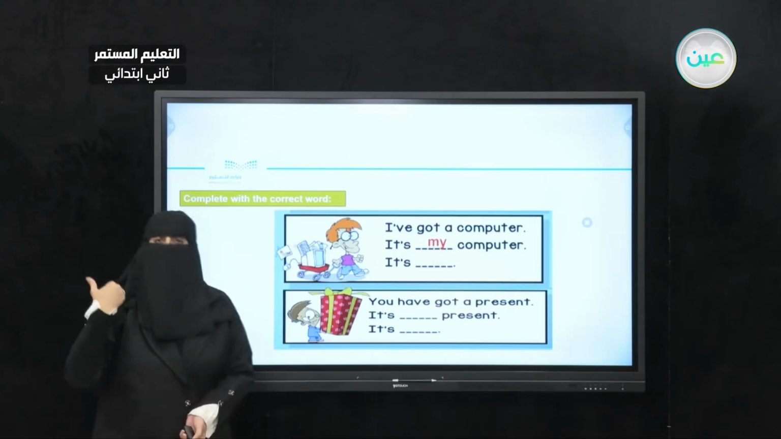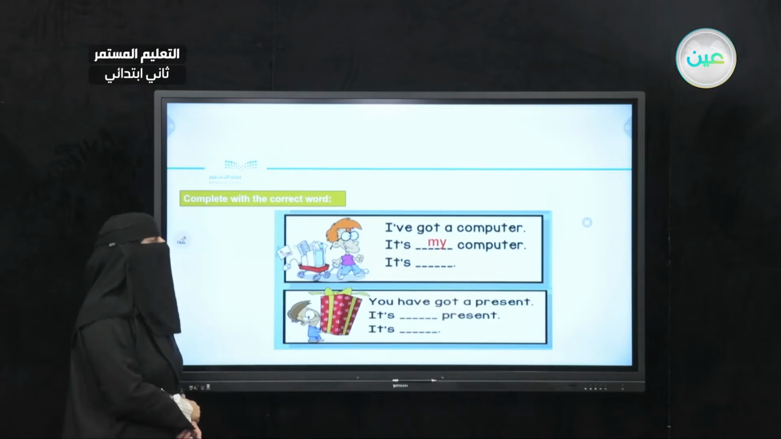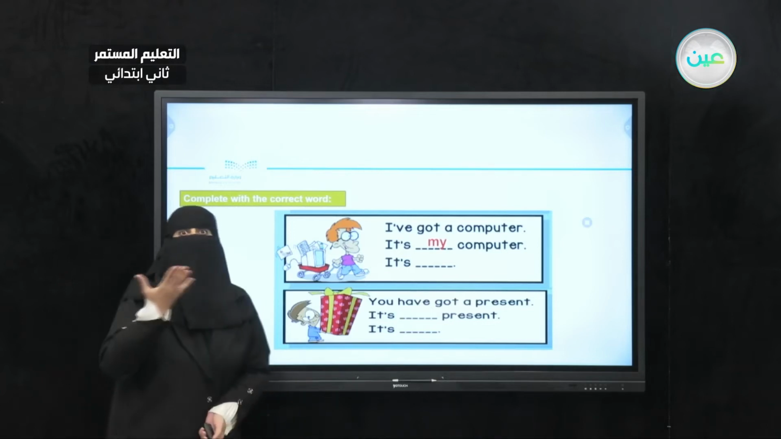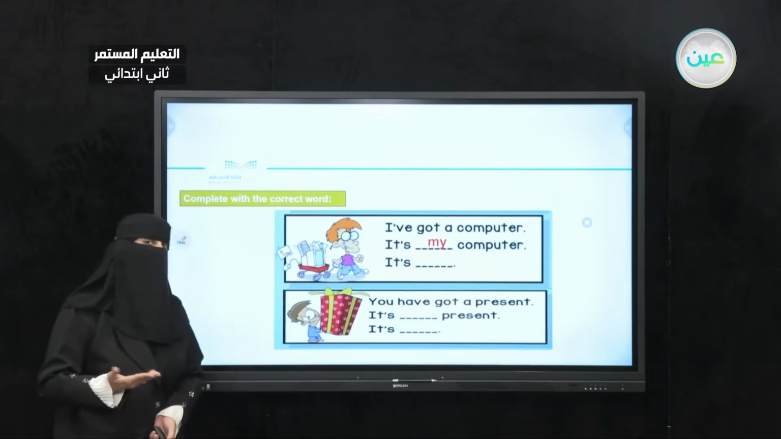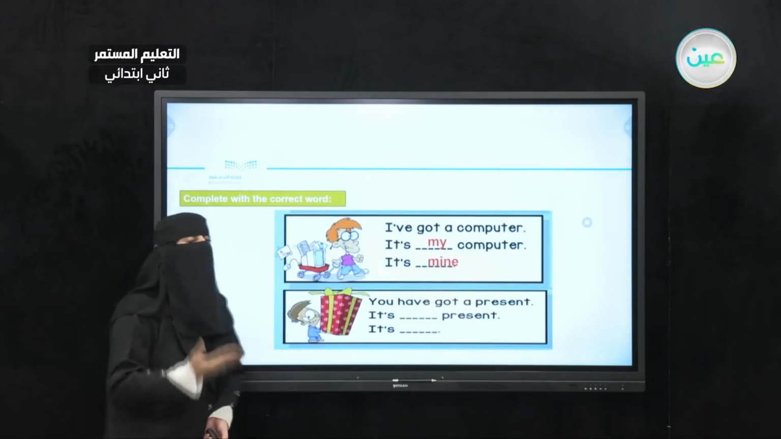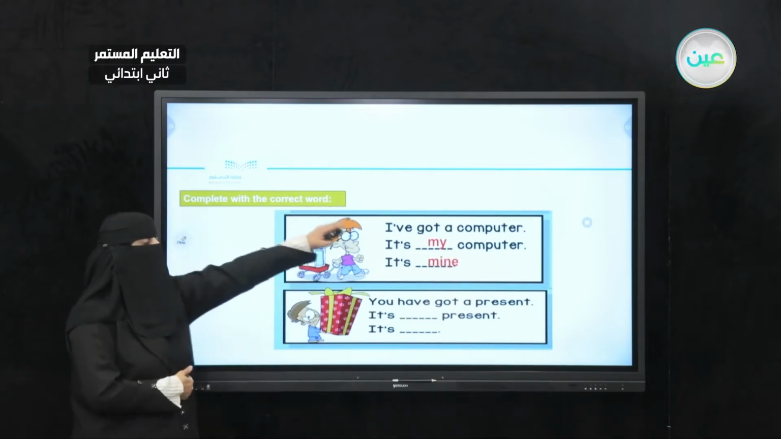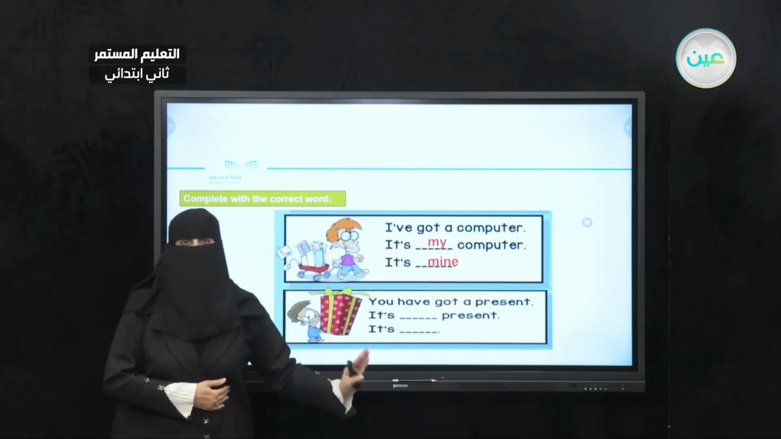It is my computer. Very good. Or we might use it is mine. So all the three sentences have the exact same meaning.